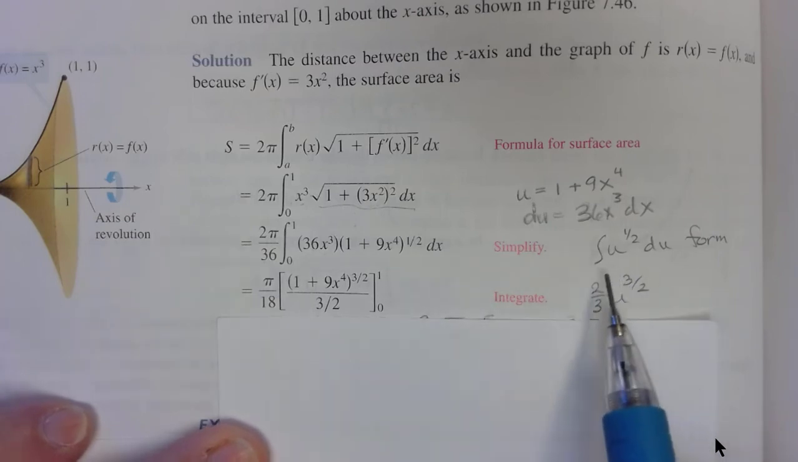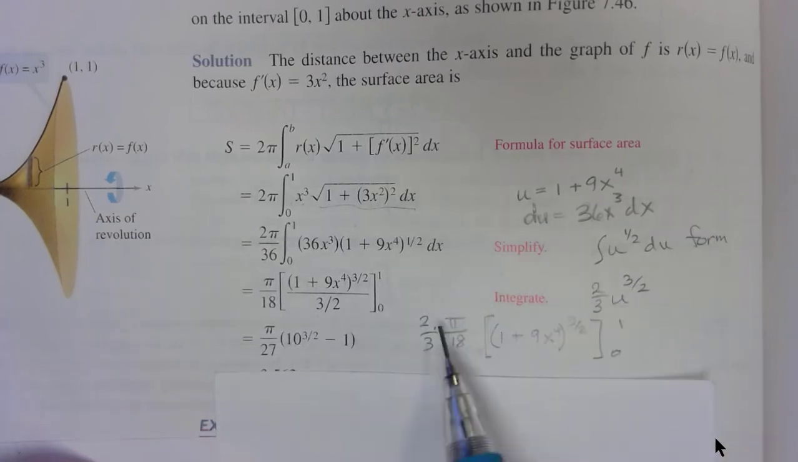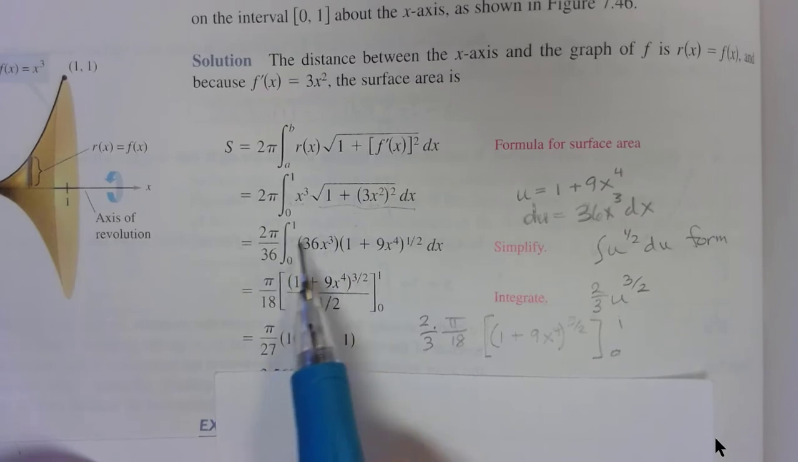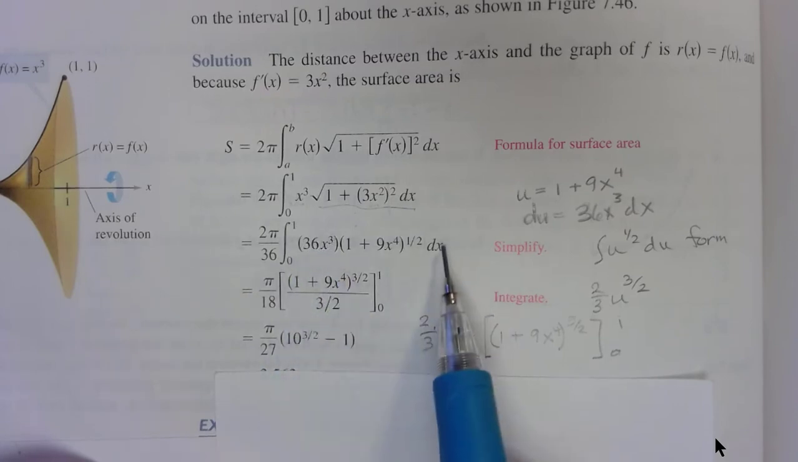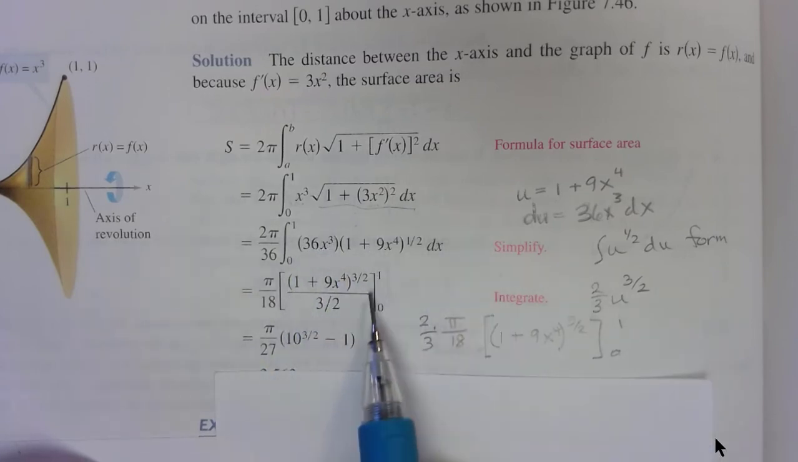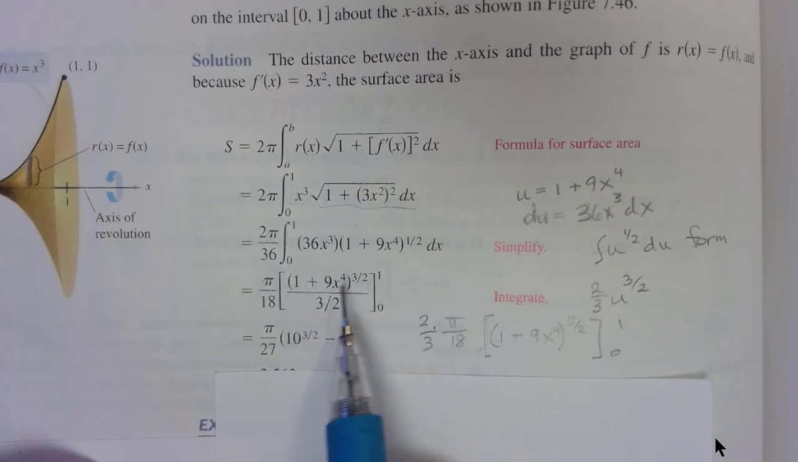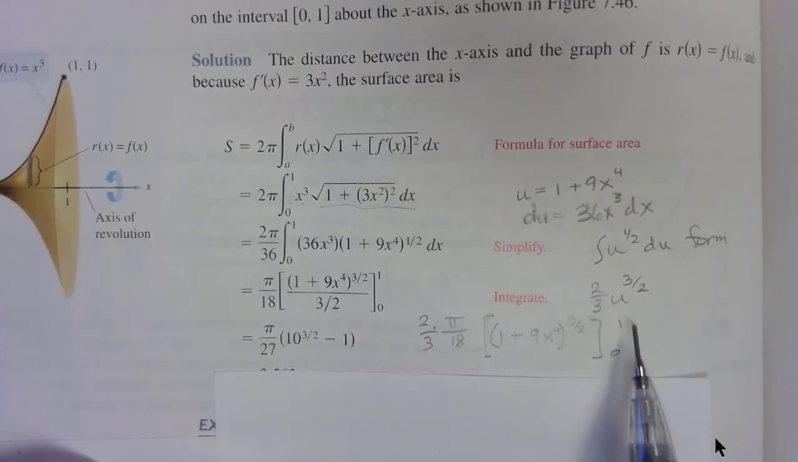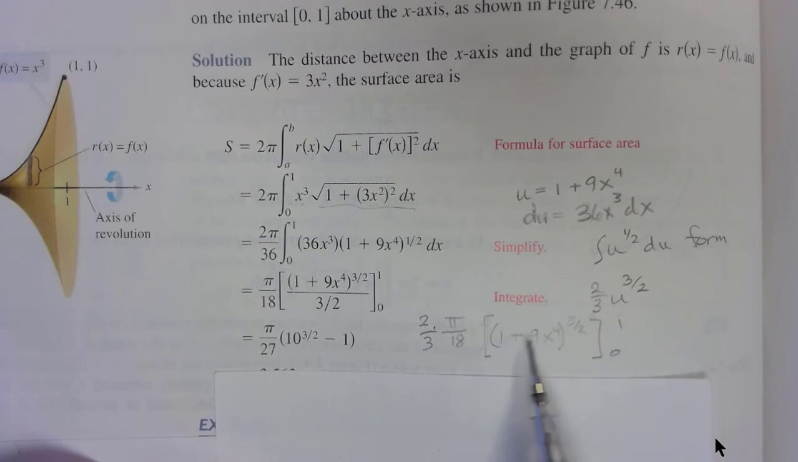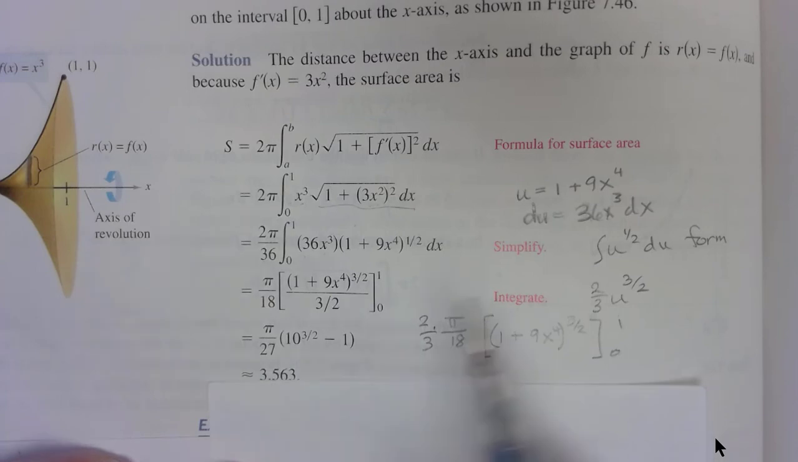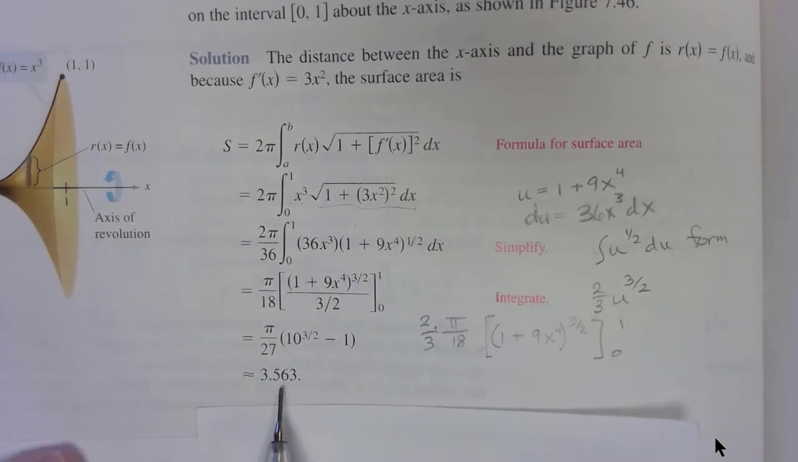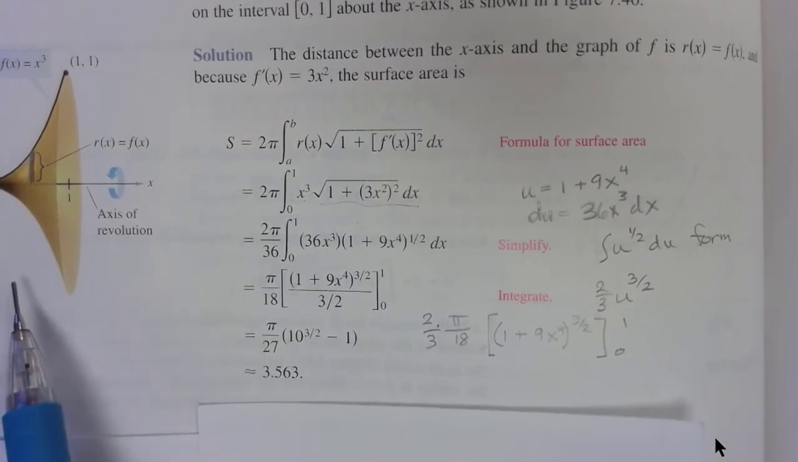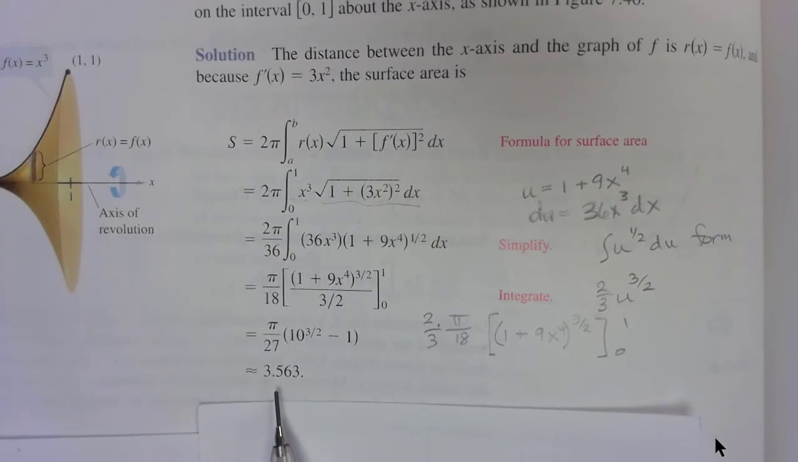So I'm going to multiply by 2/3 in order to get that 36x cubed dx. What I have here is u to the 3/2 from 0 to 1. Not going to be u because I didn't want to spend time changing my limits. And now we're going to substitute 1 in, minus, substitute 0. And you can't do a lot with that, so our approximation is right here. So the area of this surface of revolution is about 3.563.